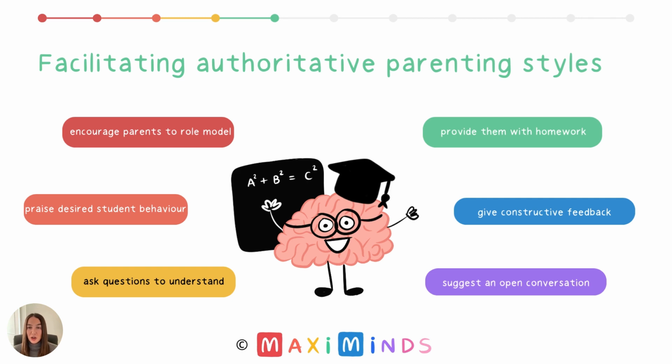Encouraging parents to really role model and think about and reflect on their own impact that they have on their children. Providing those parents with specific homework to help increase that level of control, particularly. Giving constructive feedback, and we'll look at that further in terms of the two-way feedback we discuss, but really suggesting ultimately open conversations that they can have with their children to elicit that greater degree of warmth.